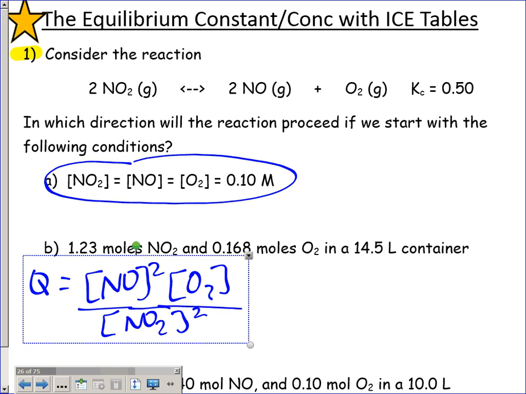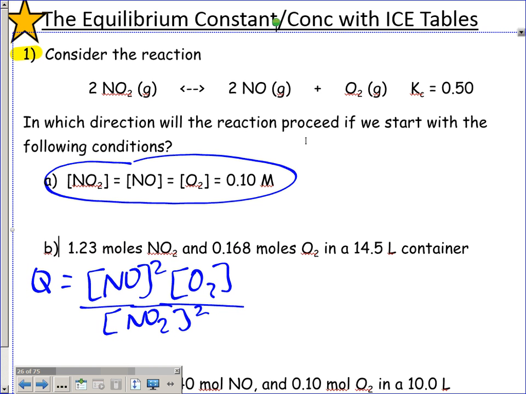Yeah, so I'm going to pull this down here because I need some space.